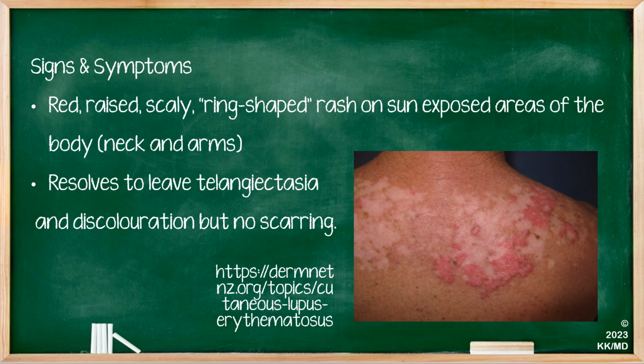So this is just a picture showing you a classic case of cutaneous lupus erythematosus. And as we discussed, you can see these quite raised circular scaly patches on this patient's chest and upper back.